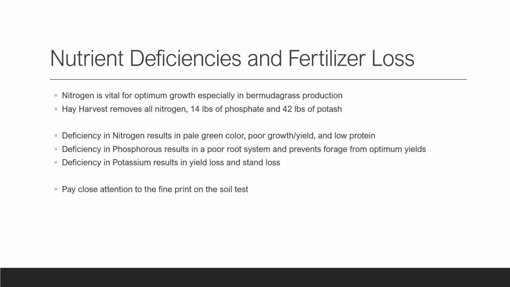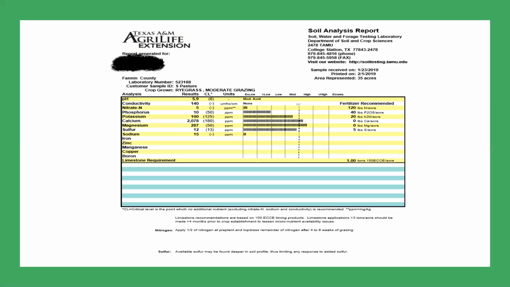When we're deficient in phosphorus, we get a poor root system. We don't have the root development, the root system that we would like to see that supports a healthy stand of forage out there and gives us those yield potentials that we're looking for. When we're deficient in potassium, we can have stand loss, yield loss. You've heard me talk about before, and you've heard it in presentations that we've done, Bermuda grass decline. That's one way how it happens: when we get deficient in potassium, we start losing that stand. Again, we talk about paying close attention to the fine print.